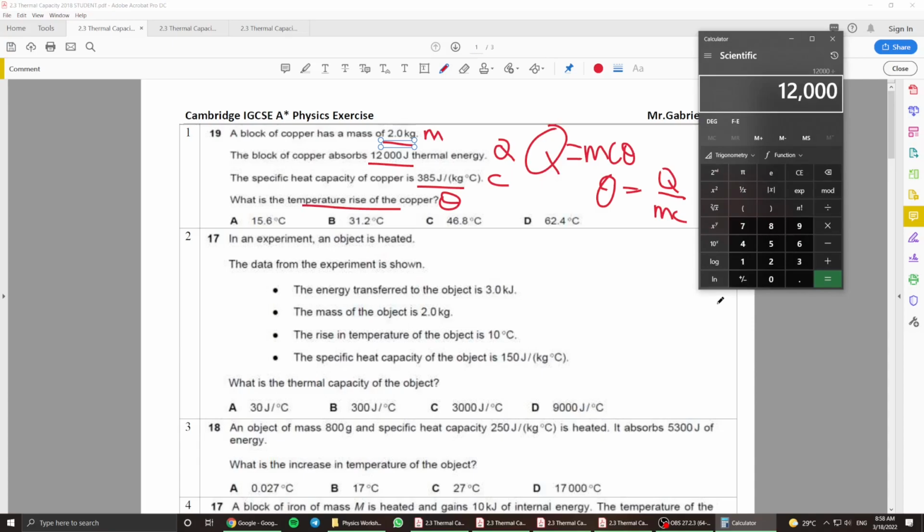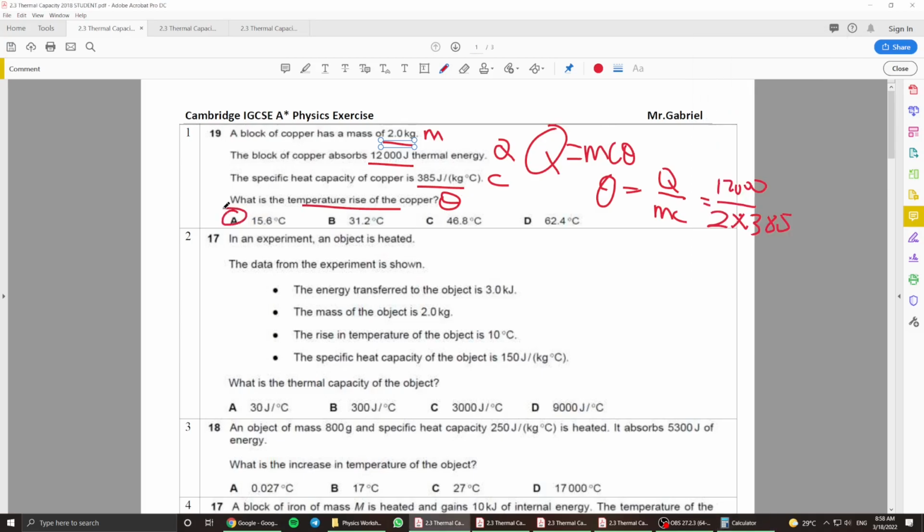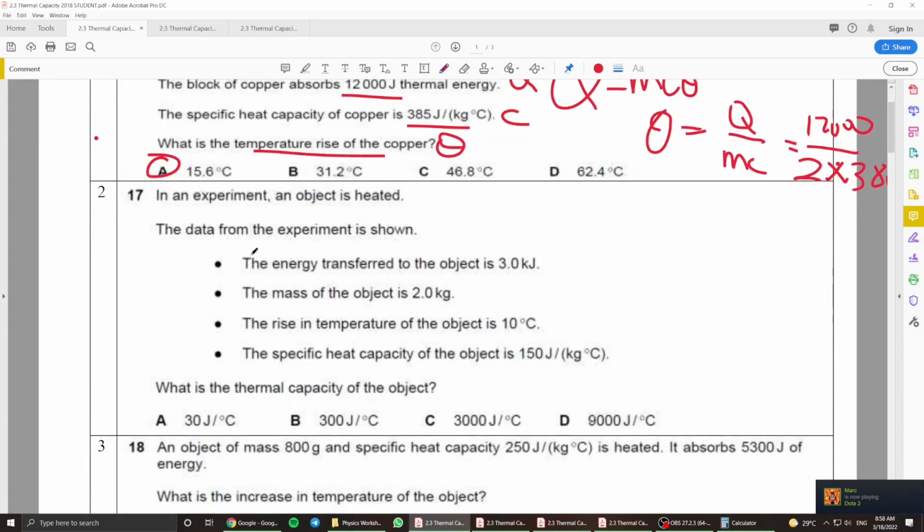Press that into the calculator. 12,000 divided by 2 divided by 385. You're supposed to get 15.6 degrees Celsius here. Alright? And after that, moving on to the next question. In an experiment, an object is heated. The data from the experiment is shown.